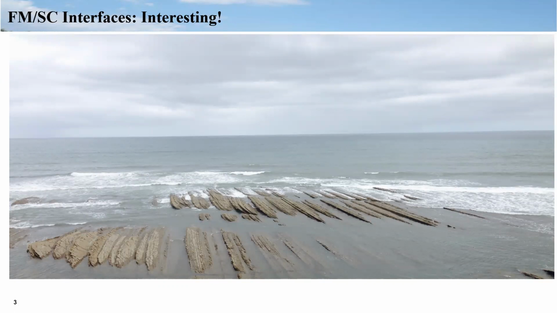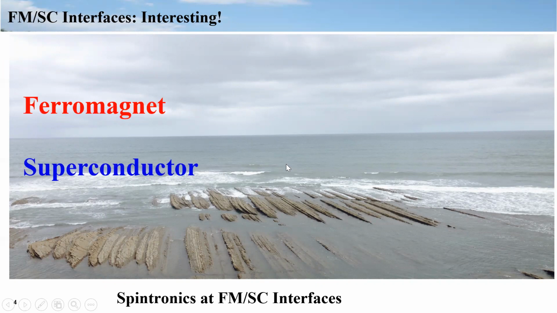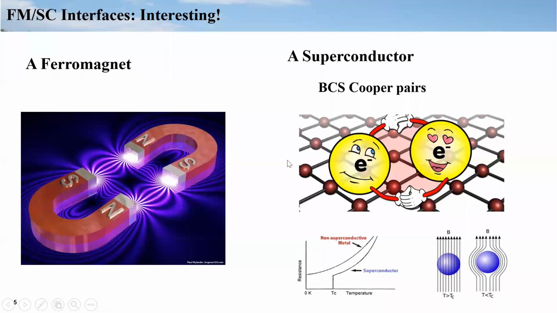This is the interface between water and air. I think there is no doubt that the water at the top surface of the ocean is completely different from the water below the surface. For example, the pressure will be totally different. Let's replace this with the ferromagnetic superconductor interface. What would happen? Let's first think about a ferromagnet and a superconductor.